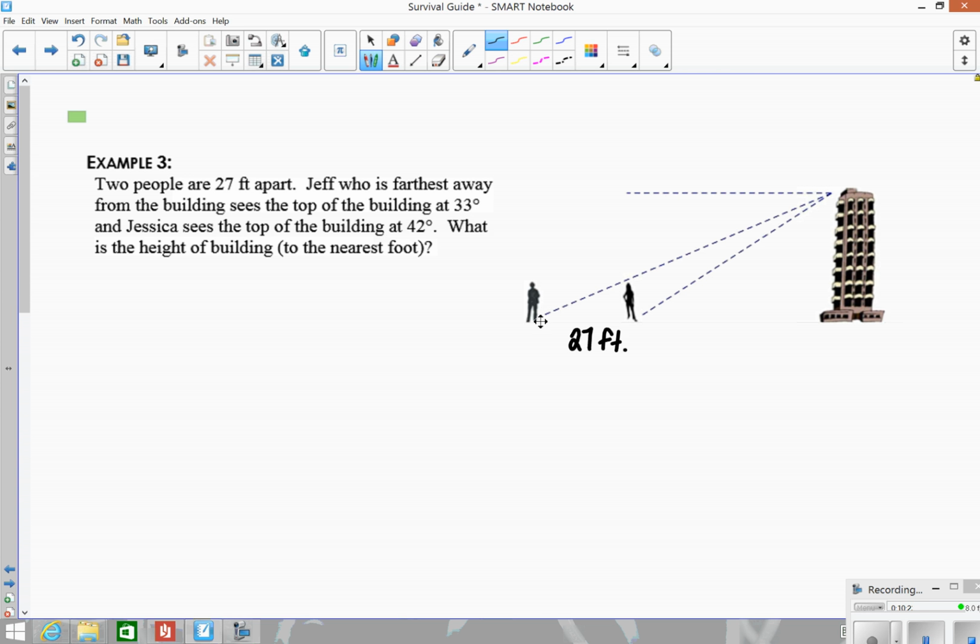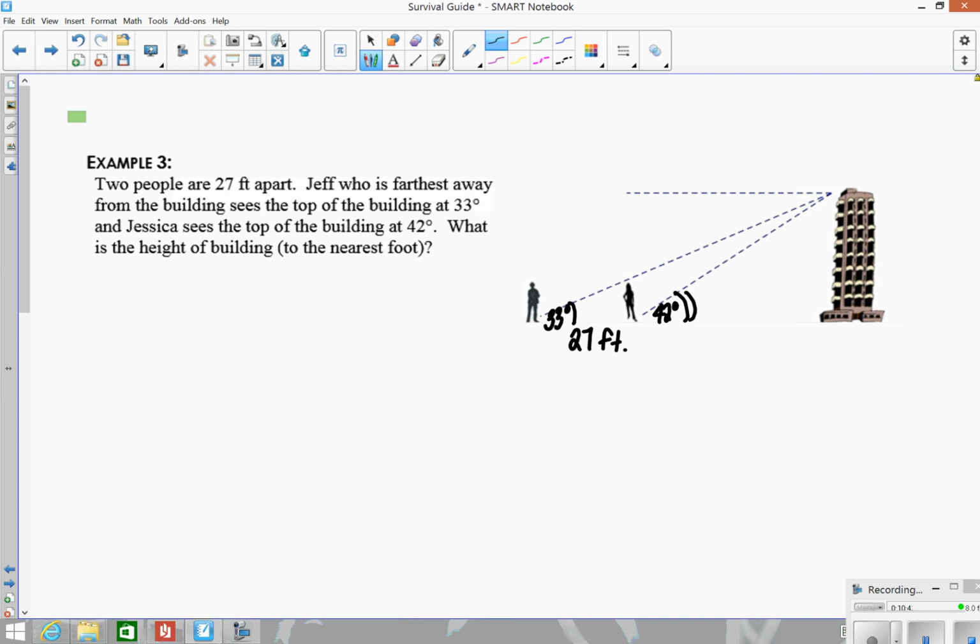So this drawing isn't perfect. Really, it should be from his eyes is where this 33-degree angle is. But we're going to use the drawing that's given. So I'm going to actually label this 33 degrees, even though it's not really from his eyes. And then Jessica sees it. So this angle to the top of the building is going to be 42 degrees.